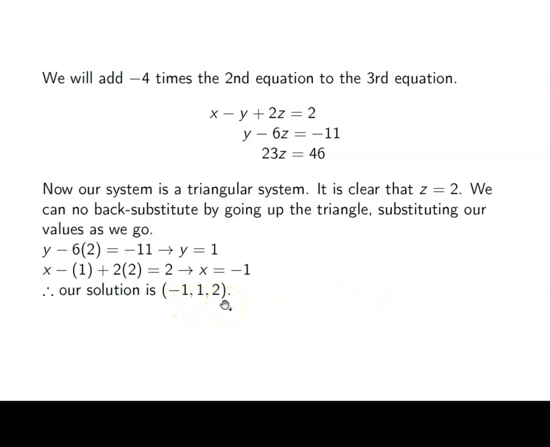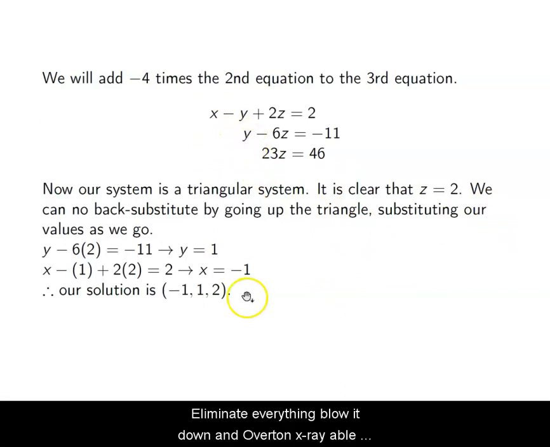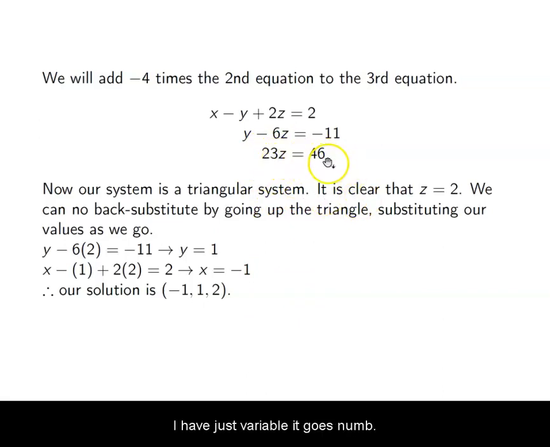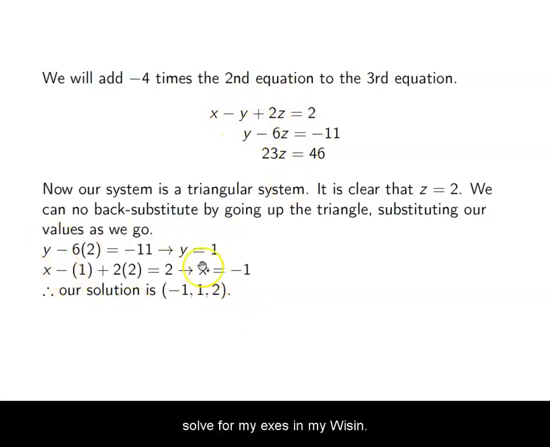So that is how we do a Gaussian elimination. I'm trying to get rid of all the x's below the first x, all the y's below the second y, all the z's below the third z. If I had another variable here, all the ones below that one, and so forth. So I'm going down and over to the next variable, eliminating everything below it. Down and over to the next variable, eliminate everything below it, and so forth until I have just variable equals number. Then I can move backwards and backwards and backwards and solve for my x's and my y's and what have you.